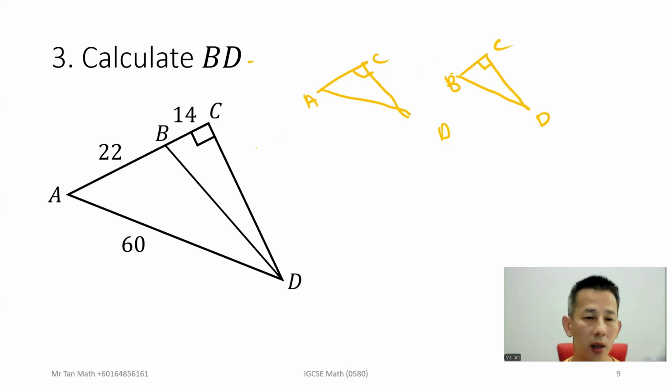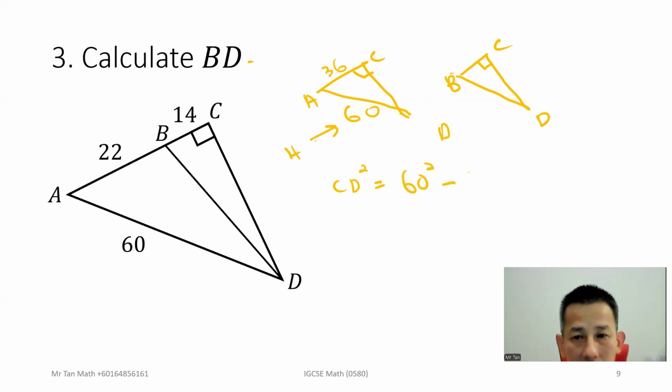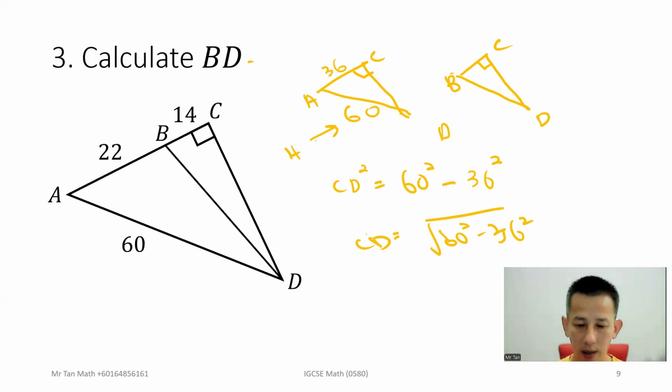So to find BD, first you need to find CD. AC is 36 and AD is 60. You have a common CD here. So CD squared should equal, since this is the hypotenuse, 60 squared minus 36 squared. So CD is equal to the square root of 60 squared minus 36 squared. Calculate, you should get 48.